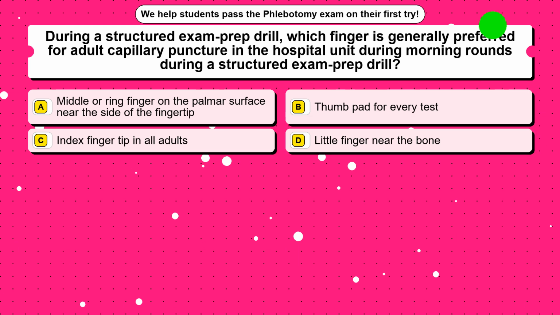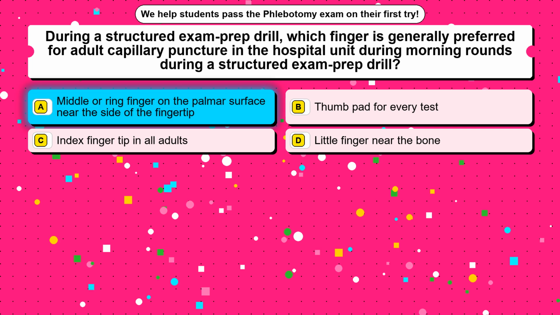Question 80. During a structured exam prep drill, which finger is generally preferred for adult capillary puncture in the hospital unit during morning rounds during a structured exam prep drill? Option A. Middle or ring finger on the palmar surface near the side of the fingertip. Option B. Thumb pad for every test. Option C. Index fingertip in all adults. Option D. Little finger near the bone.